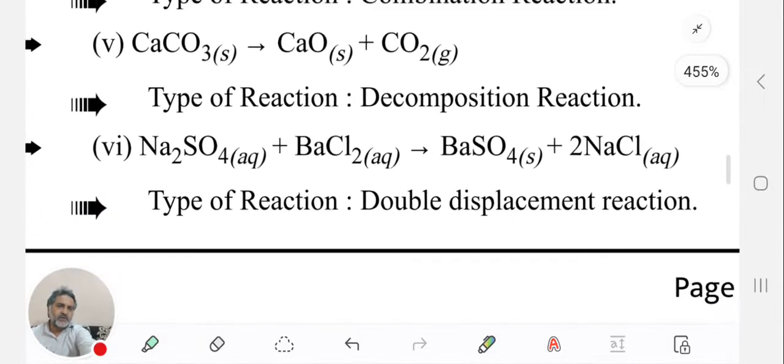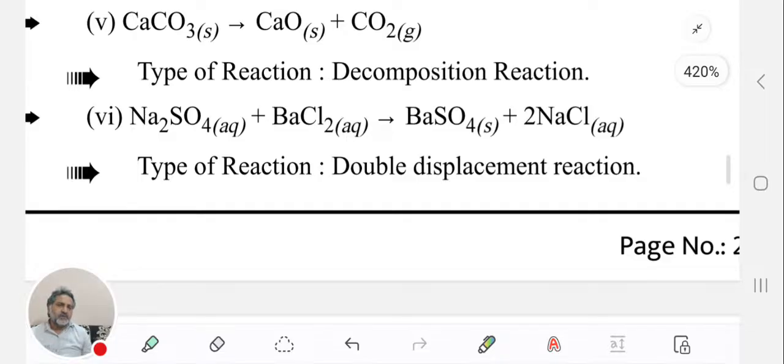Number 5. CaCO3 gives CaO plus CO2. It is a decomposition, thermal decomposition.